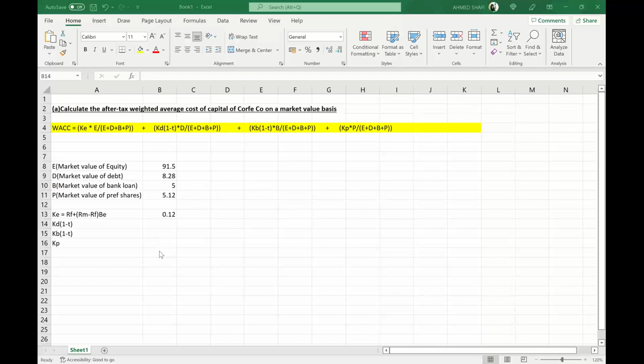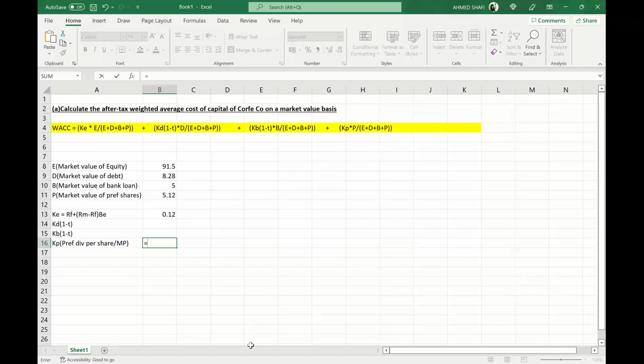Okay. Now for KP, I have told you the formula of KP. Remember, it's preference dividend per share upon market price of preference share. It's preference dividend per share over market price of preference share.